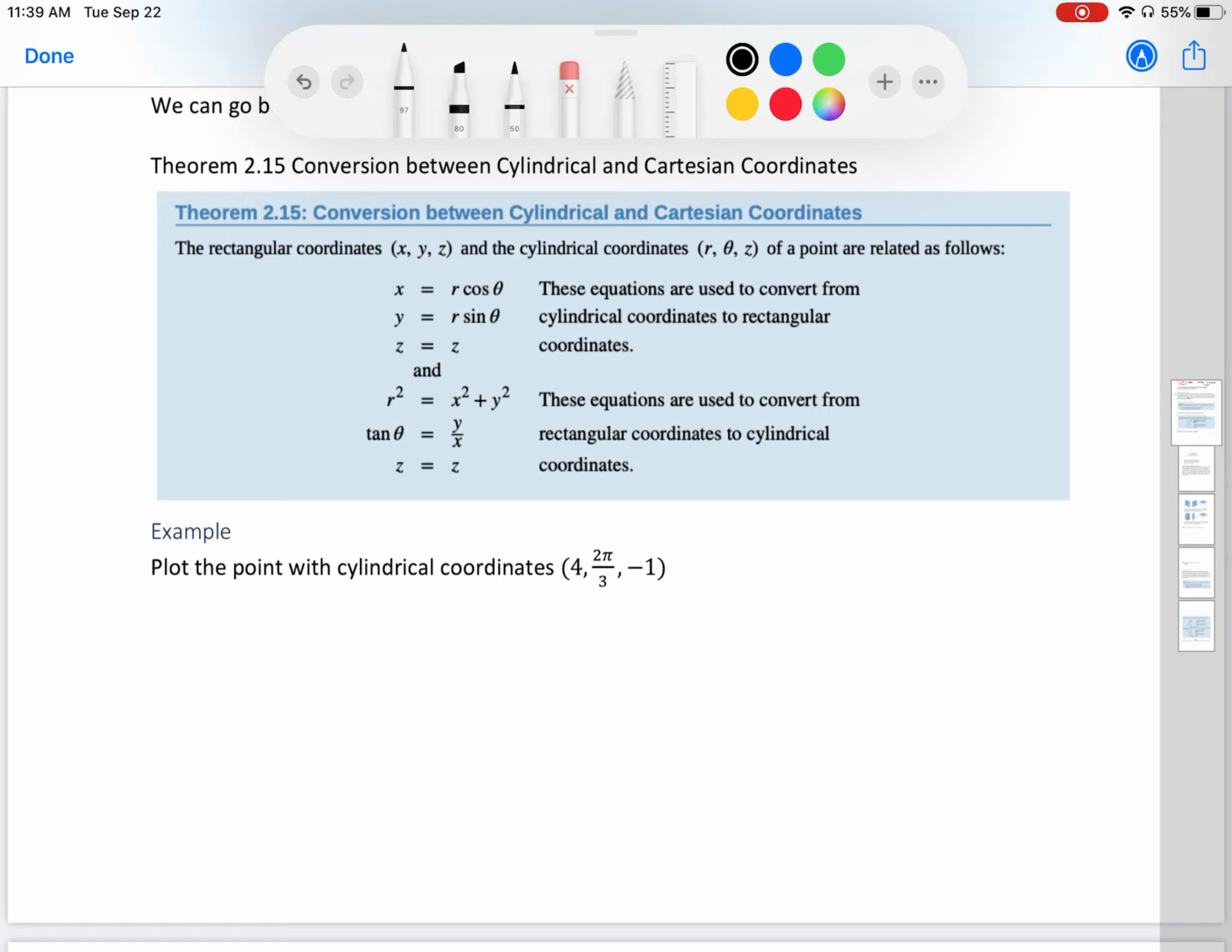So when do you use these? When you need an r, maybe to go from rectangular or Cartesian to cylindrical, you use that formula. So that's when you need the r value and you don't have one. This tangent theta is helpful when you need to find an angle.